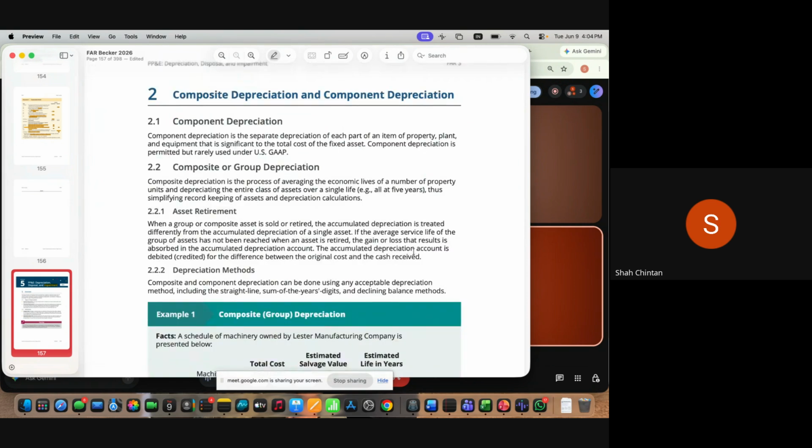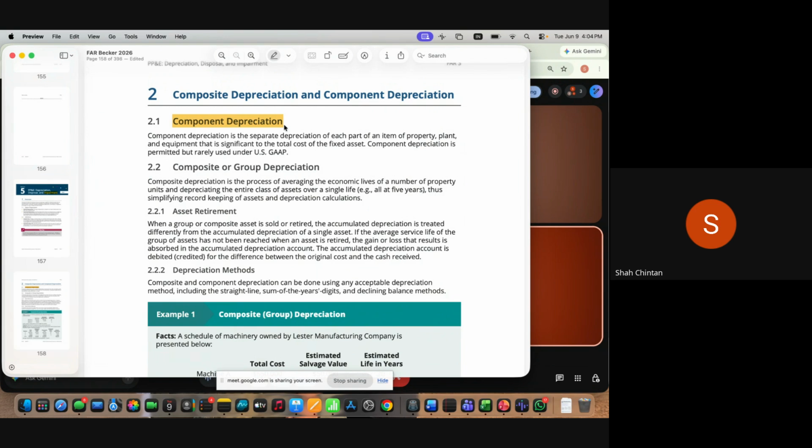Now, a small concept which may be there in your graduation, which may not be there, is component depreciation. So what do you mean by component depreciation? It may be possible that you have one asset which has various sub assets, and those various sub assets may have a different useful life. So it is called a component of an asset or a group asset.